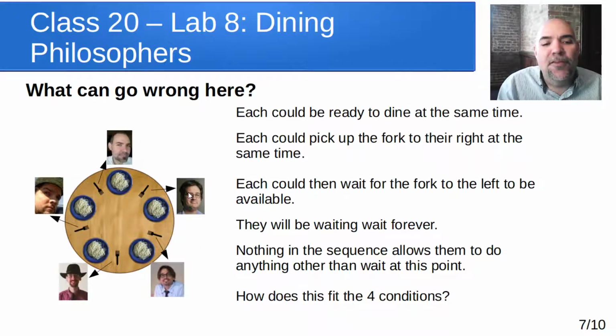But notice how that fits all four conditions. We have exclusive control of some resource, the fork that we have in our hand. We hold on to it while we're waiting for another one. It can't be forcibly taken away from us. We have it until we decide to set it down. And a circular wait would exist in this particular case. So you can notice how that would fit the four conditions.